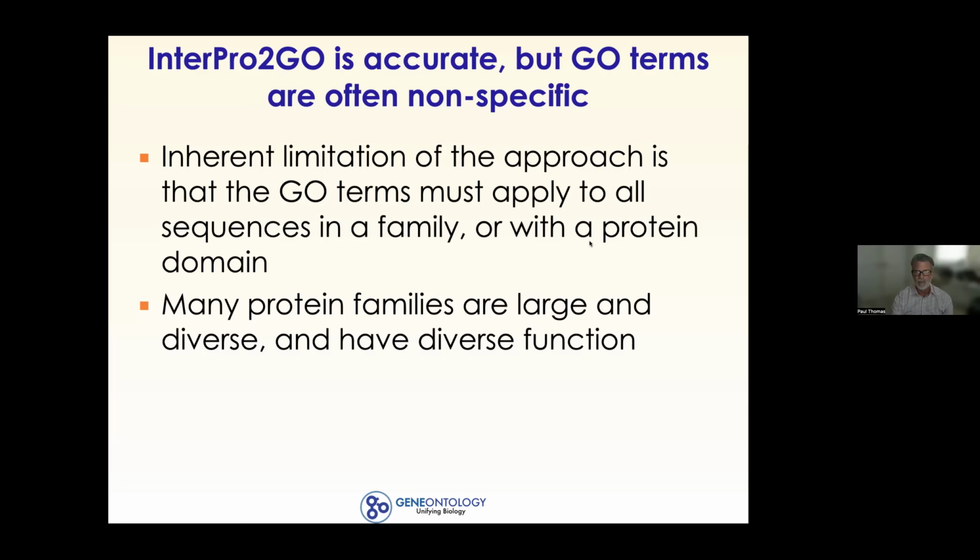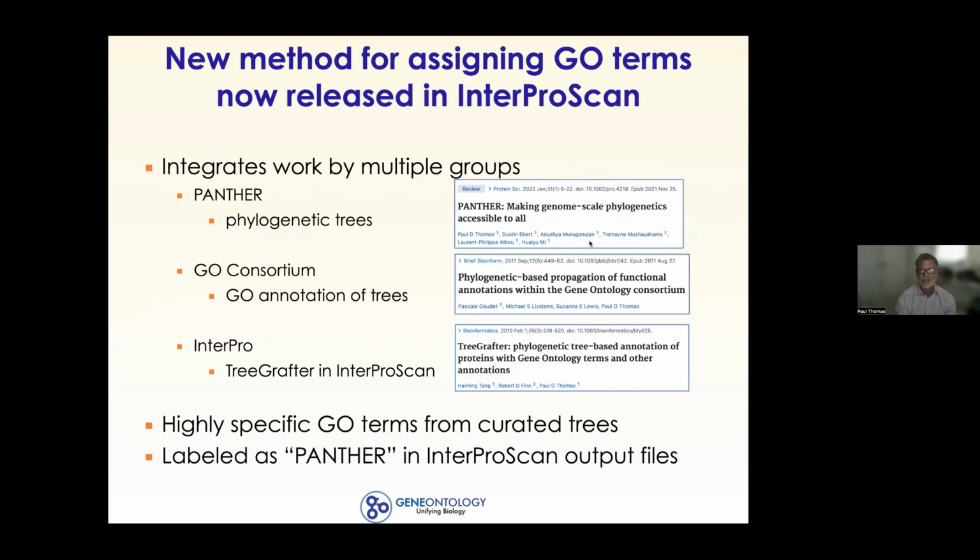So what I'm here to talk about, and what Alex will be giving you much more information about, is this new method that integrates work by multiple groups to assign more precise and selective GO terms to sequences using InterProScan. And it integrates the work of the PANTHER group, which is also my project from my group. This is basically a project to build phylogenetic trees, which really haven't previously been used in InterProScan. They've been using subfamilies derived from the trees, but not the trees themselves.